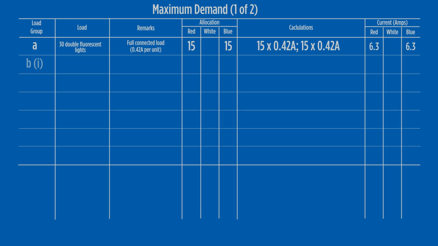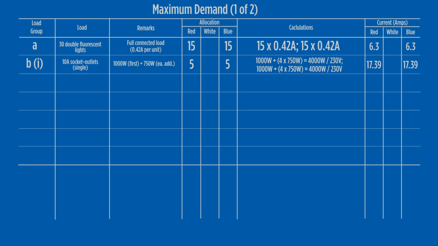Turning to load group B1, we have 10 outlets in total, and once again, they will be split over two phases. The calculation is 1000 watts for the first and 750 watts for each of the remainder, with 5 outlets in each of two phases. Current loading equals 17.39 amps.